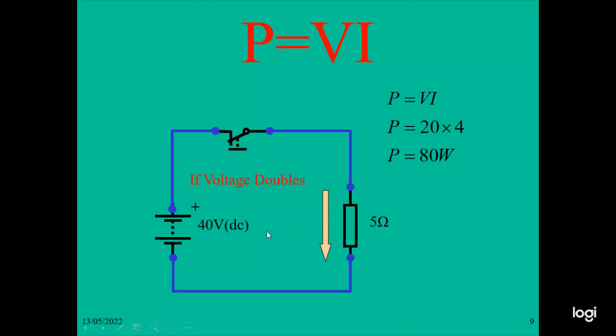Now if the source voltage doubles, the current also doubles. So in this case, the source voltage is now 40 volts and the current is 8 amperes, so that will be 320 watts. So the power increases by 4.